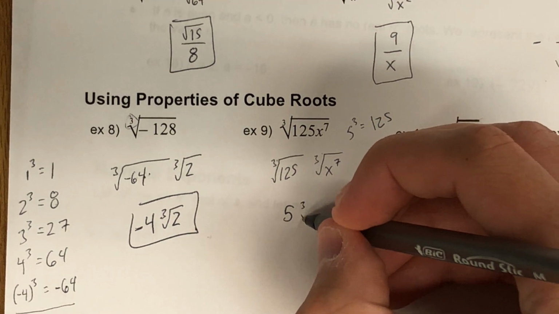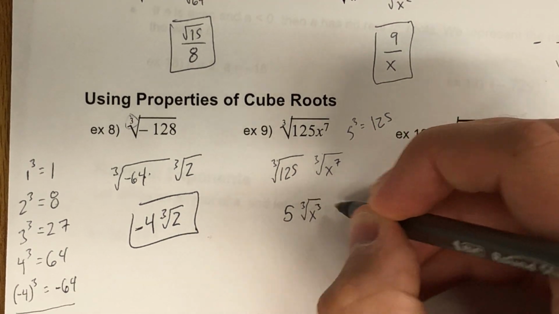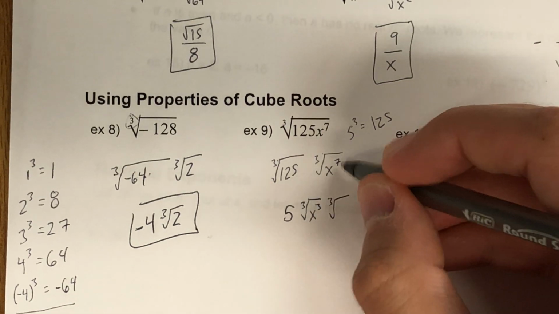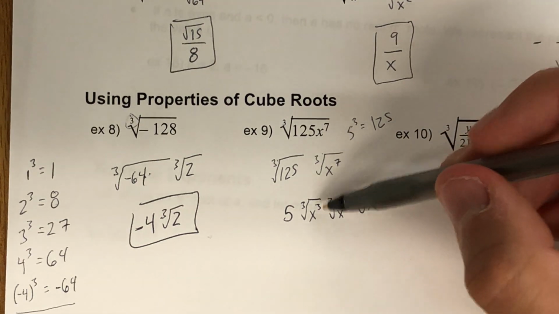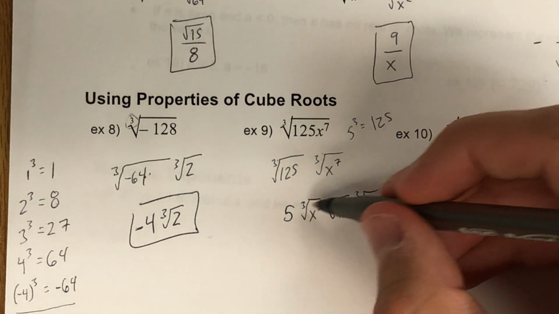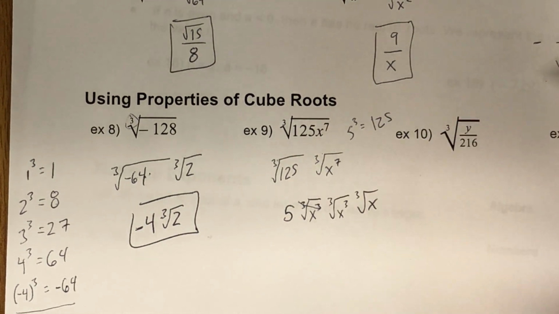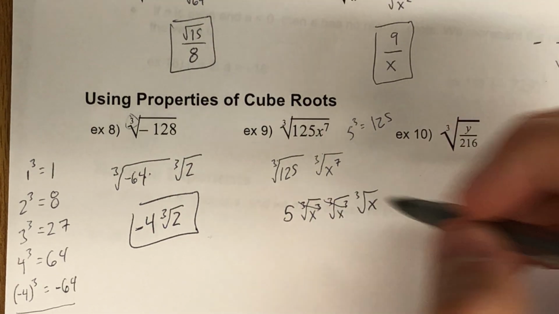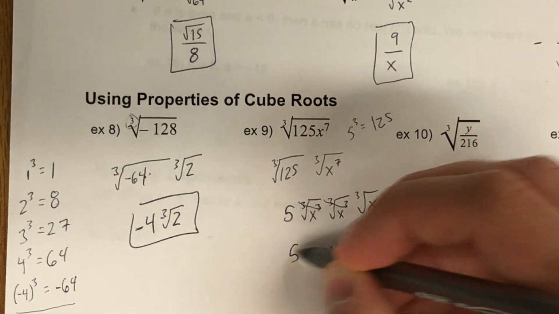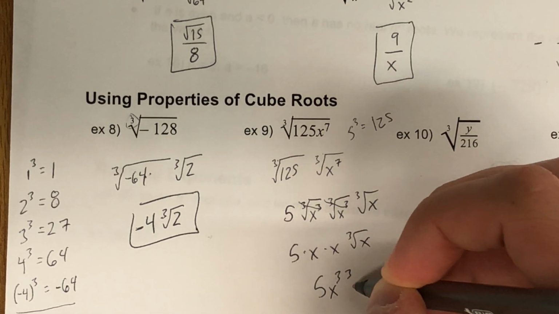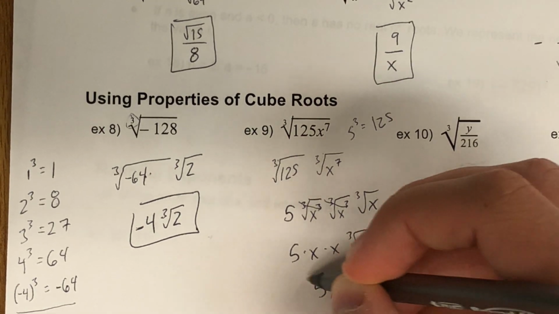Well, let's try and cancel things. So we can separate that into the cube root of x cubed times the cube root of x cubed times the cube root of x. So 7 x's, 3 plus 3 is 6, plus 1 is 7. And the cube roots will cancel cubes just like square roots cancel squares. So we'll have 5 times x times the cube root of x, or 5x squared, cube root of x.